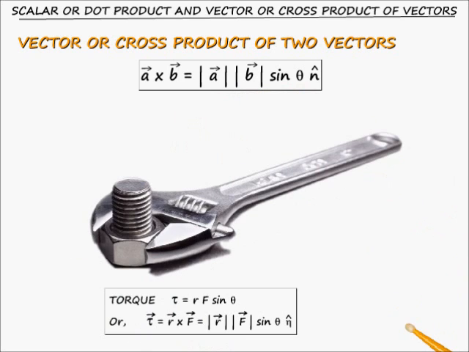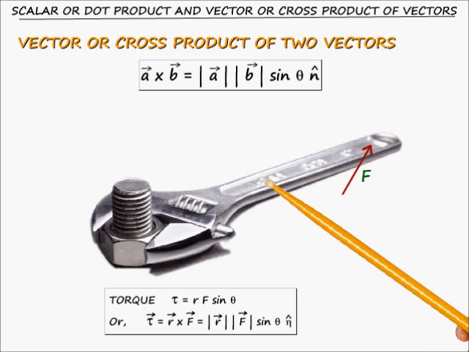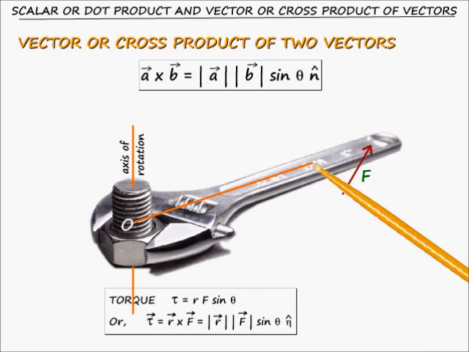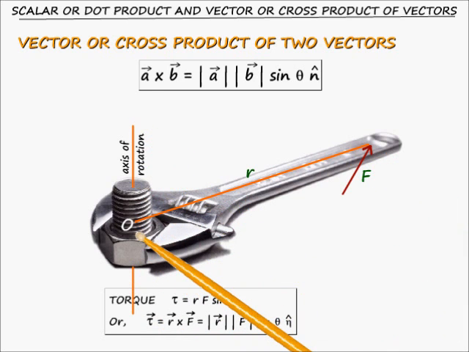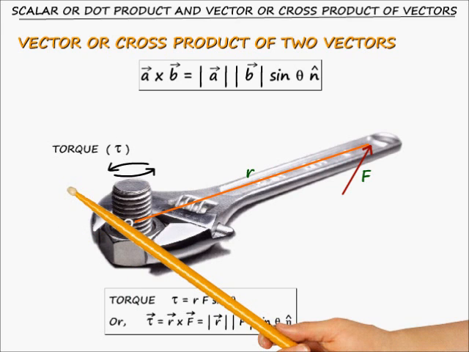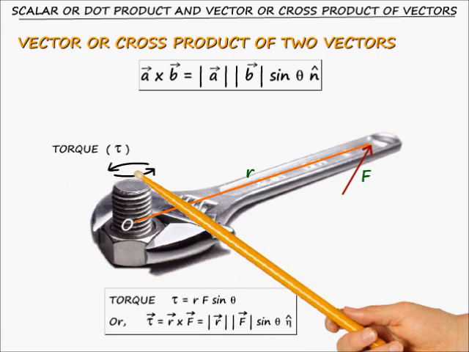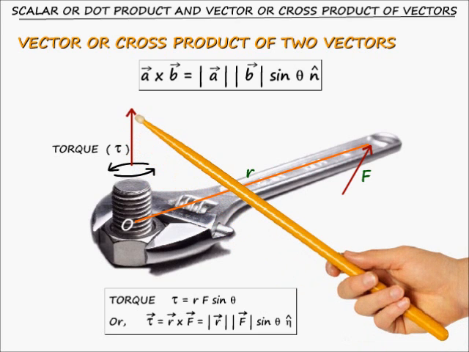Now let's take a practical example to explain cross product. If a force F acts on a wrench to loosen a nut at a distance r from the axis of rotation of the nut, which is denoted by point O in this diagram and is also called the pivot point, then the torque tau generated in the nut will cause the nut to rotate counterclockwise in this case. The torque therefore will have a direction upward because the nut moves up.